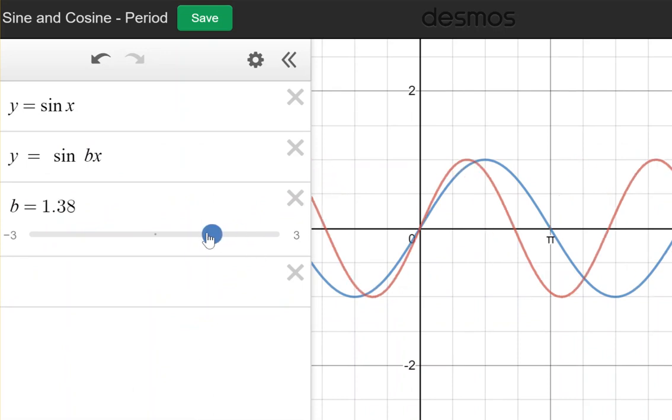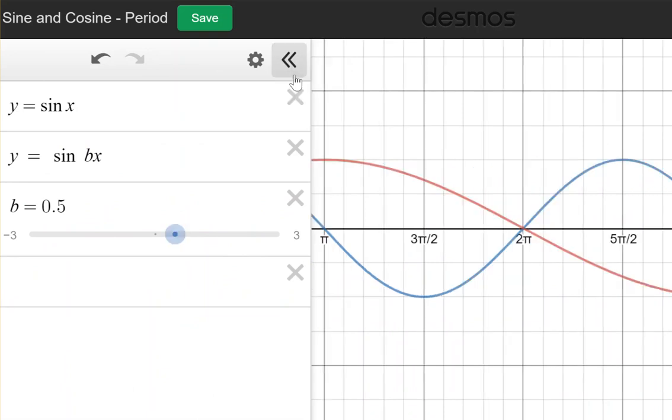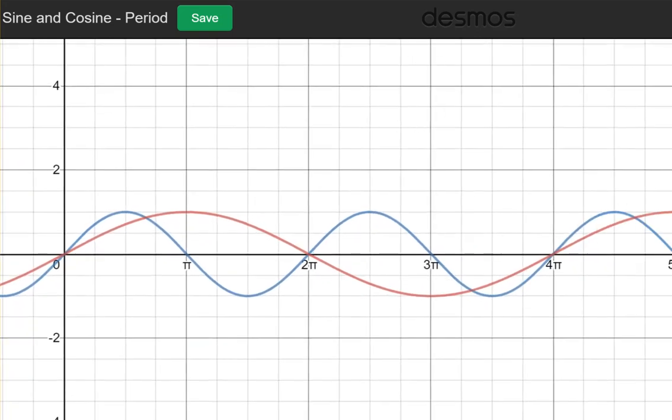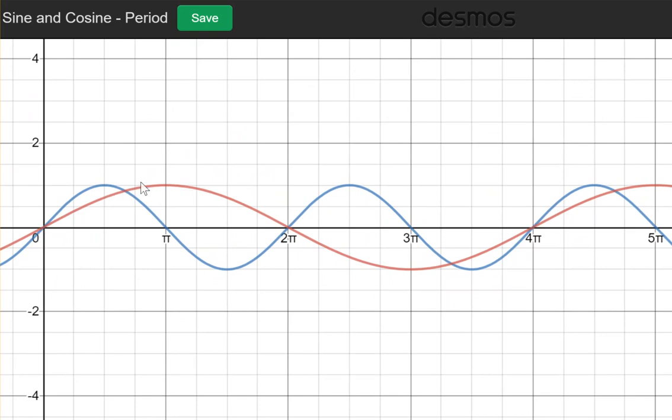Now, on the other hand, if I were to make this 0.5, look at what happened to that red graph. It stretched out a lot more. Started at 0, kept going at pi, came back down and hit at 2 pi, came back up at 4 pi. So it didn't start repeating until 4 pi. So it really stretched it out. The closer it gets to 0, the longer the period gets. The higher the number, the shorter the period gets.